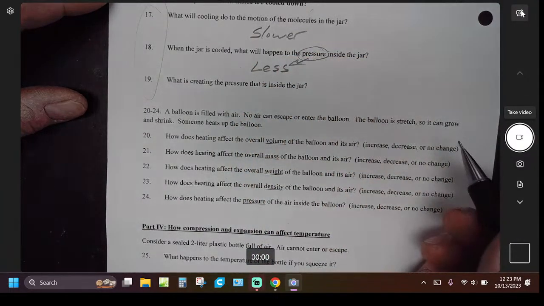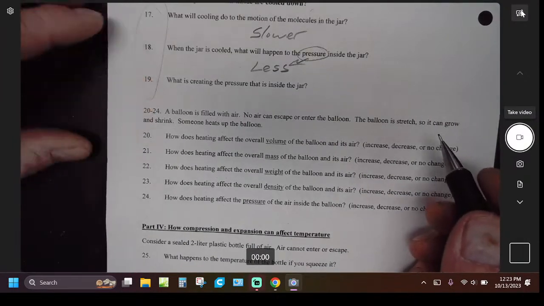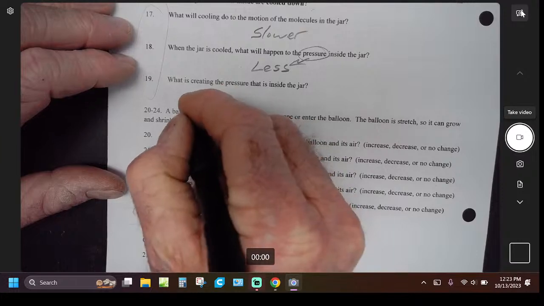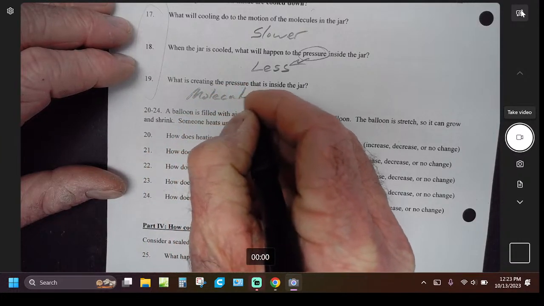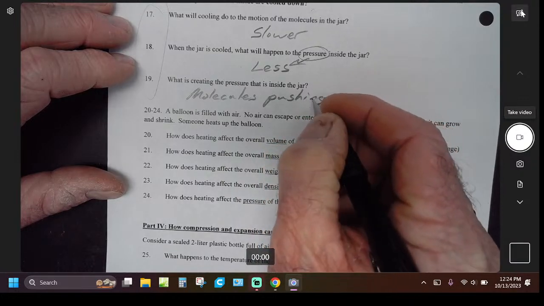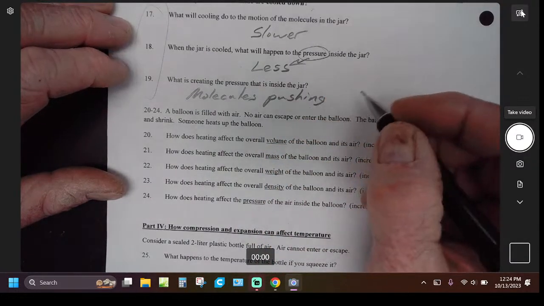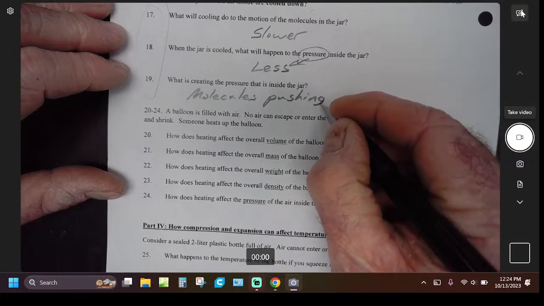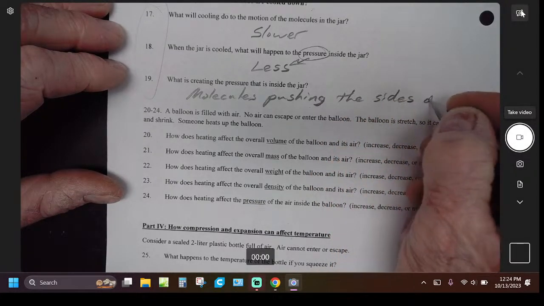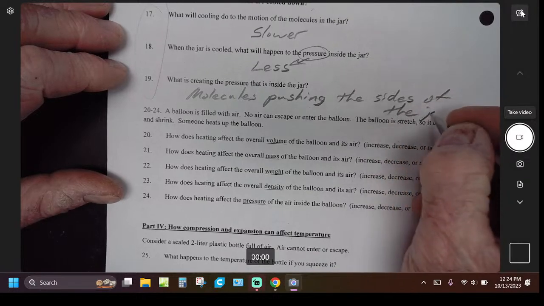And what's creating the pressure? This is the one where people didn't explain what I wanted. It's the molecules pushing. And you could say they're pushing each other. You could say they're pushing the sides of the jar. I kind of like sides of the jar better. Pushing the sides of the jar.